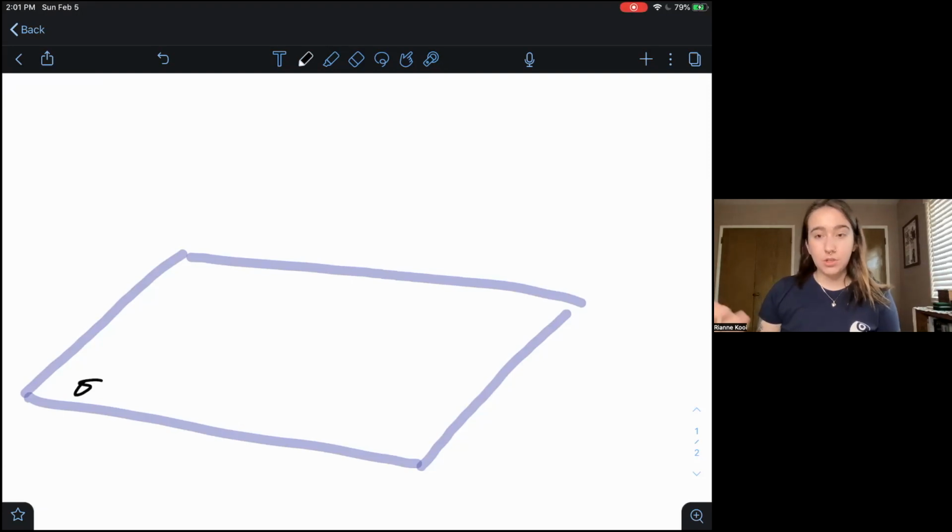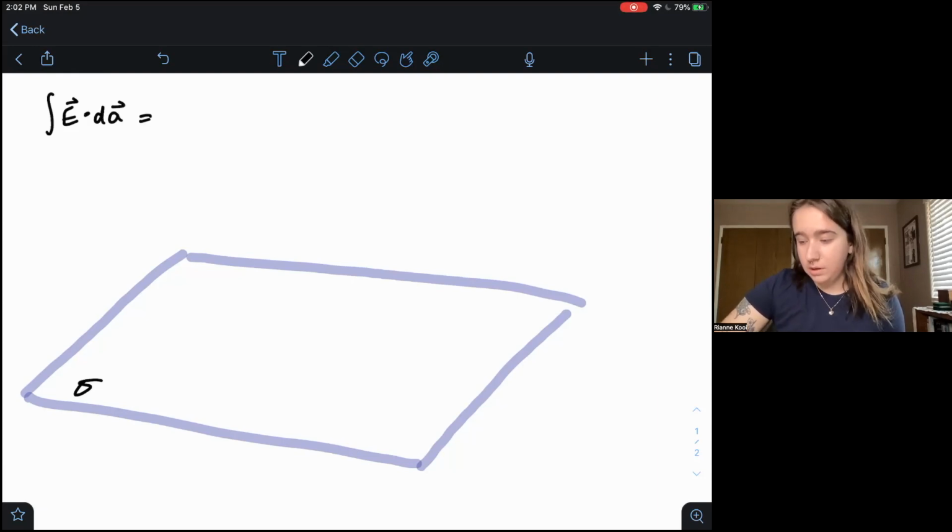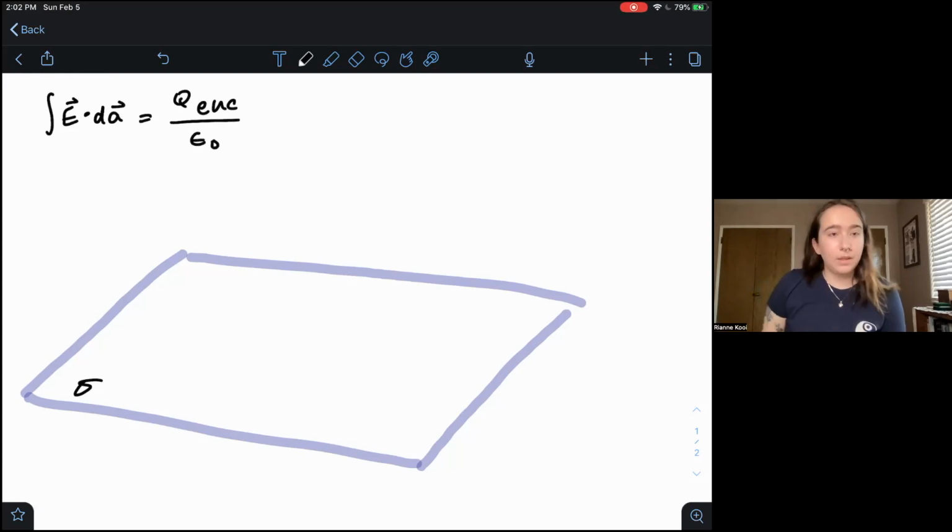So the first thing I'm going to do, if I want to find the E field of this, is think about Gauss's law. If we remember, Gauss's law is the integral of E dot dA equals Q enclosed over epsilon naught. The first thing that we should really be thinking about is our Gaussian surface to integrate over.